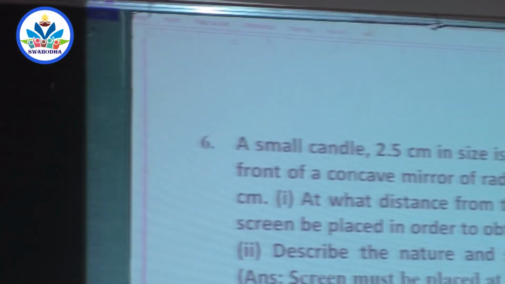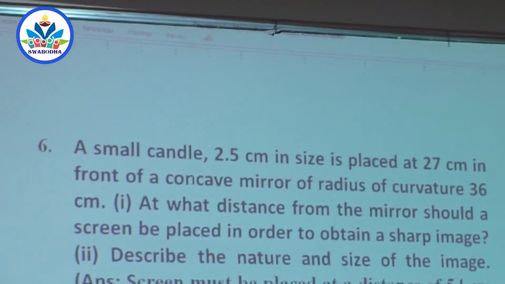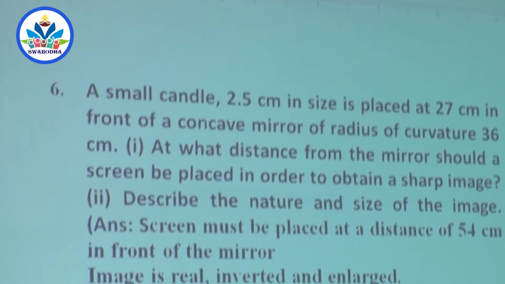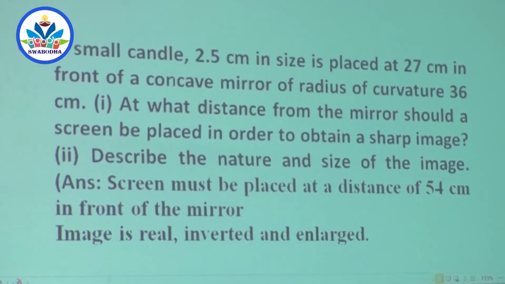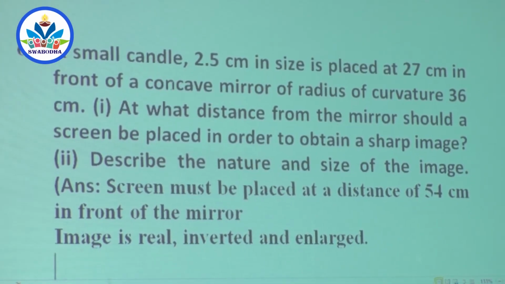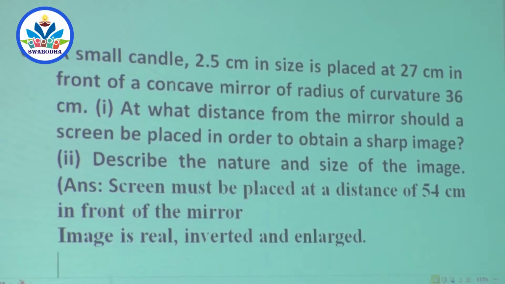Yes, similar problem. A small candle 2.5 centimeter in size is placed 27 centimeter in front of a concave mirror of radius of curvature 36 centimeters. At what distance from the mirror should a screen be placed in order to obtain the sharp image? Describe the nature and size of the image. Okay, you can see the answer, but we have to analyze this.